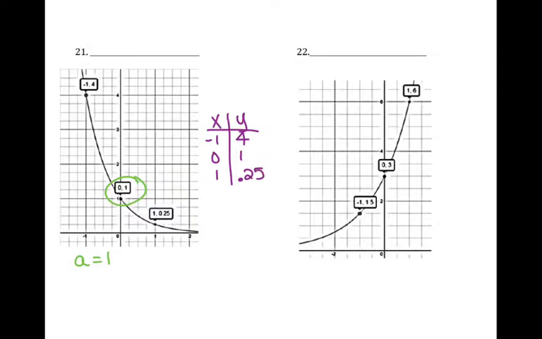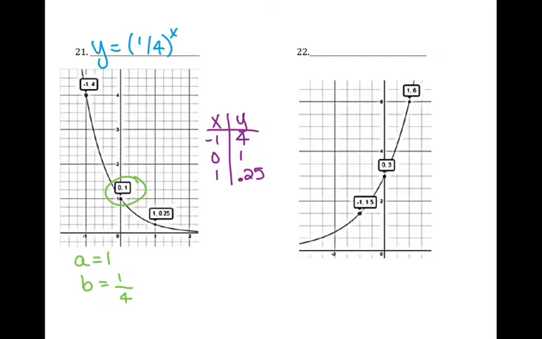Okay. Now, once again, I need to figure out what b is. And in order to figure out what b is, if you don't recognize what's happening, you can take any y value and divide it by the one right before it. So 1 over 4. So now I can write my equation, y equals a, which is 1. So once again, I'm not going to write the 1, but you can if you really want to. b is 1/4, so I have y equals 1/4 to the x.